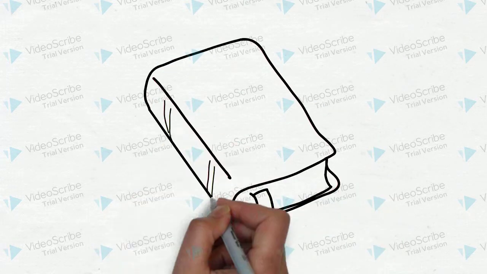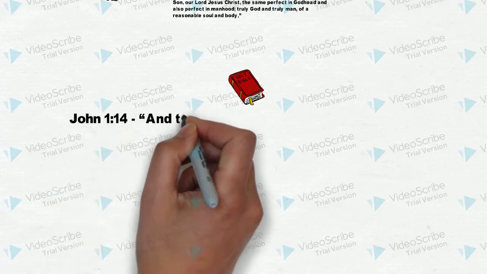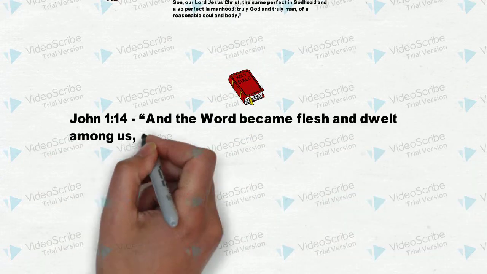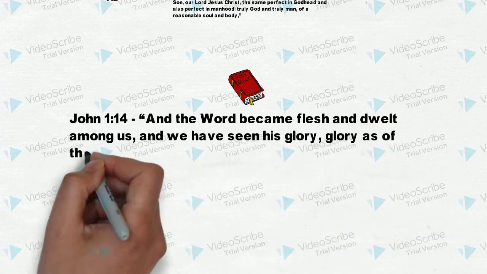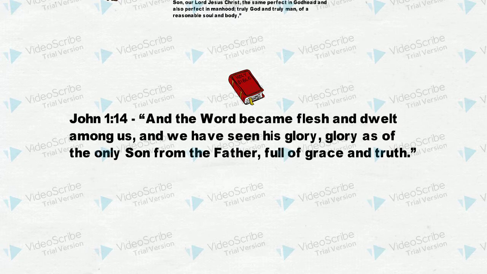Now even in the Bible, John 1:14 states that, "And the Word became flesh and dwelt among us, and we have seen his glory, glory as of the only Son from the Father, full of grace and truth," to show that Jesus came down as an incarnation, God in human flesh.